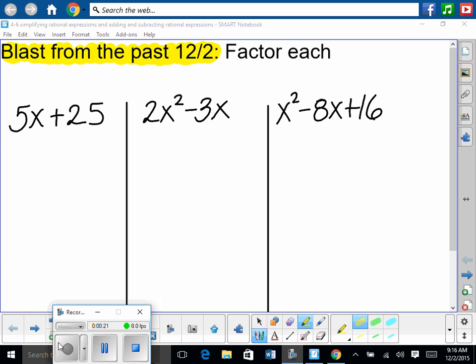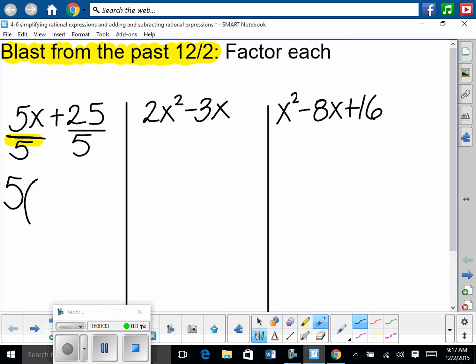So let's look at this first one. It's not quadratic, but what's in common in each term? A 5. The greatest thing in common is a 5. So we pull out a 5. Technically what we did was divide each term by 5 to see what's left inside. 5x divided by 5 is x, and 25 divided by 5 is 5. So x plus 5. This is what 5x plus 25 factors to be.